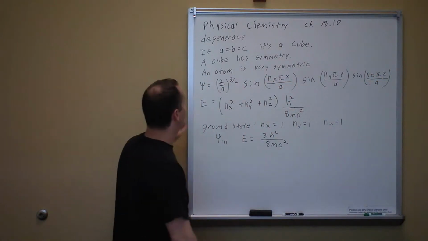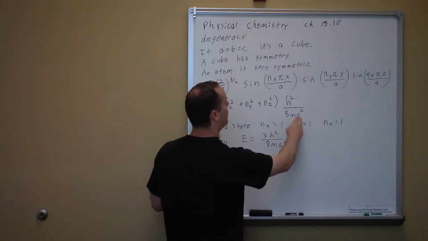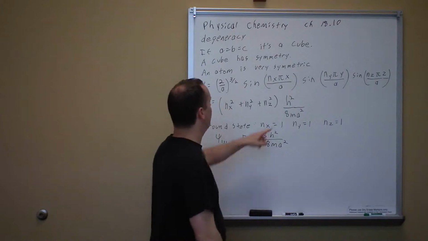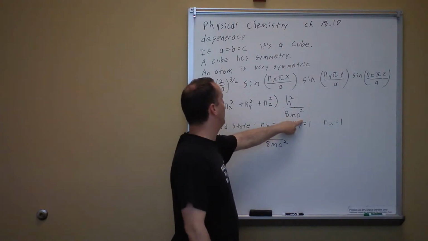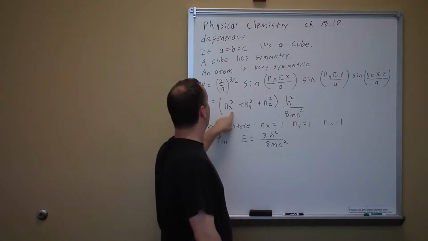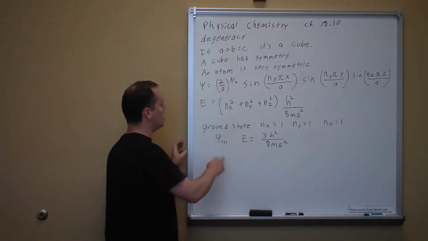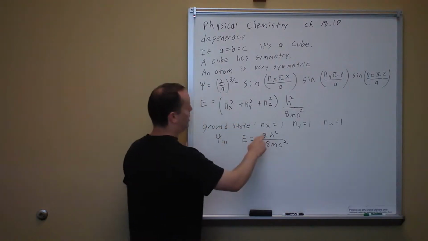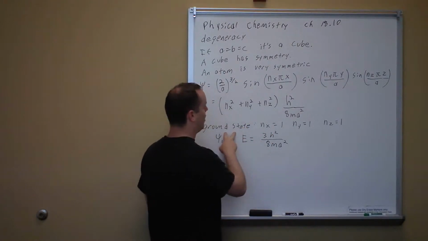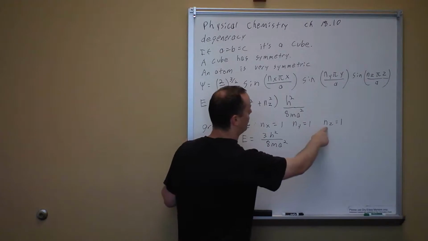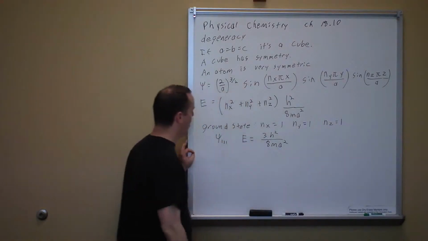So the energy, all those a's are what we had before, the a's, b's, and c's, all we have left is a. So we have h squared over 8ma squared times nx squared plus ny squared plus nz squared. Now I already mentioned in the previous slide that our lowest state, the ground state, would be where nx equals 1 and ny equals 1 and nz equals 1.